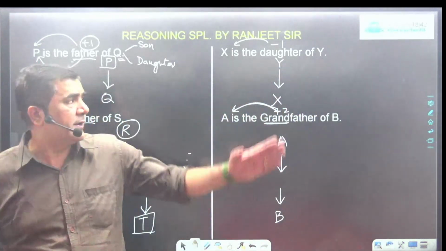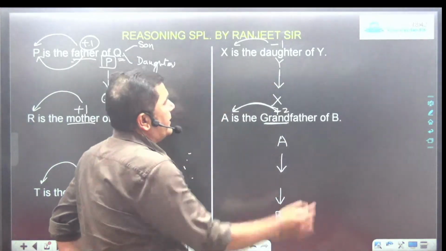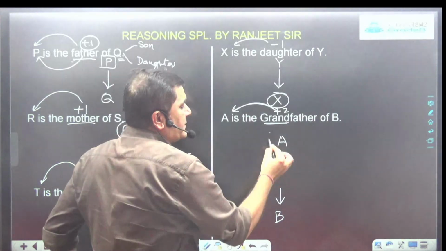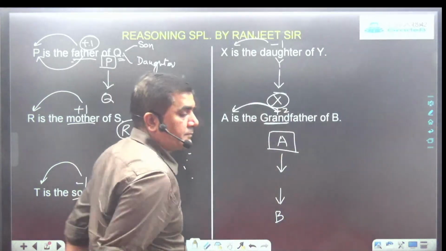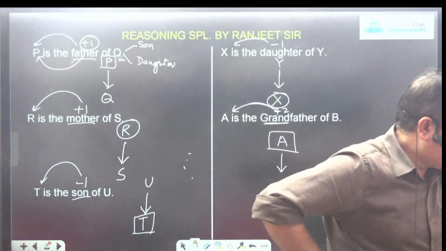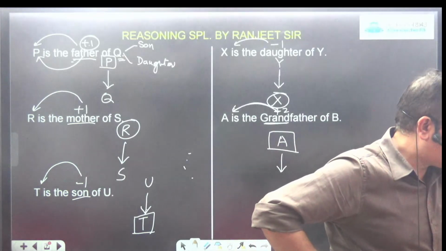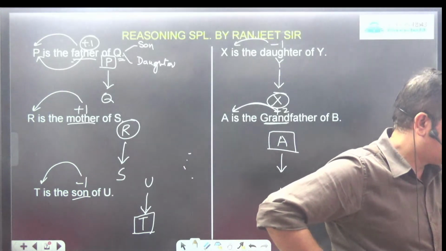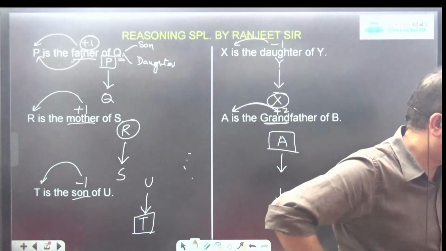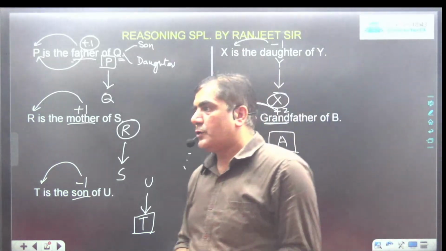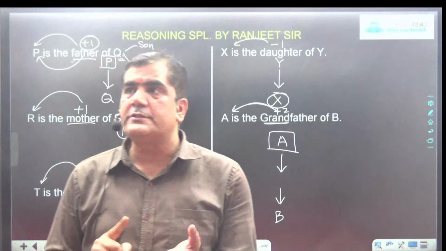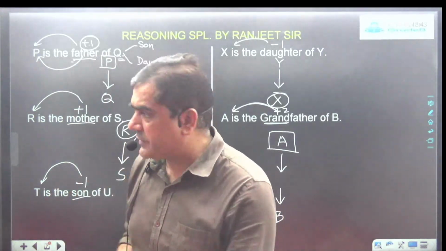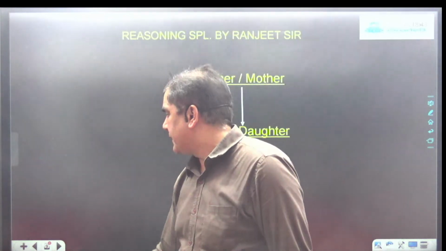Clear? Next one. X is the daughter of Y. Daughter means female. So who will be female? X will be female. A is the grandfather means A will be male. Clear everyone? Okay, so now we have understood how to plot father-mother, son-daughter, grandfather-grandmother in my family tree. Now let's go with the next direct relation, that will be brother-sister.